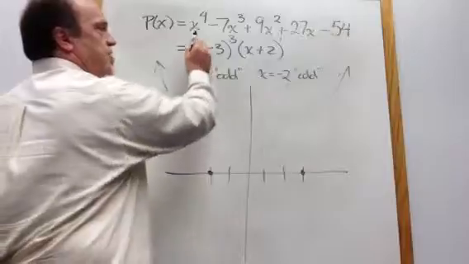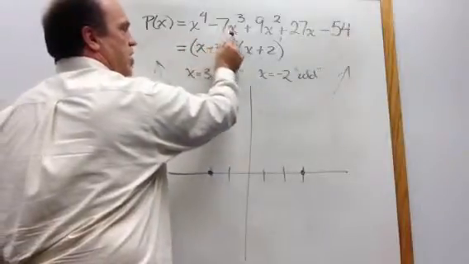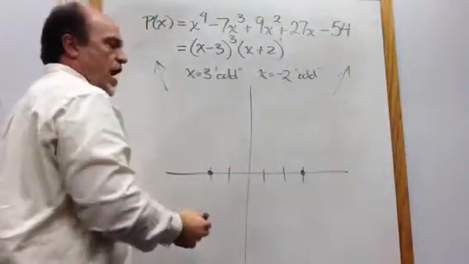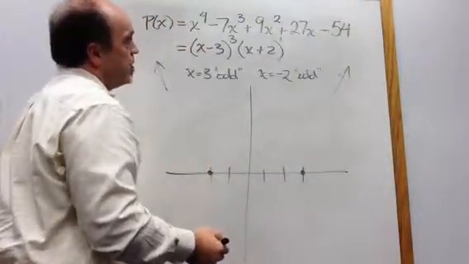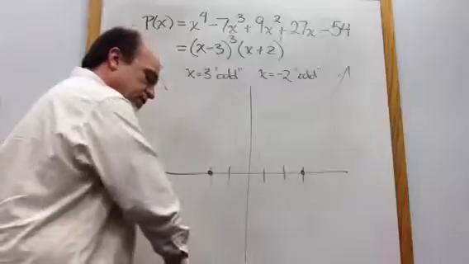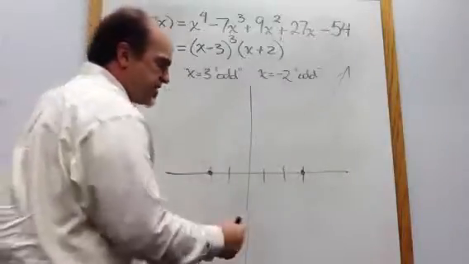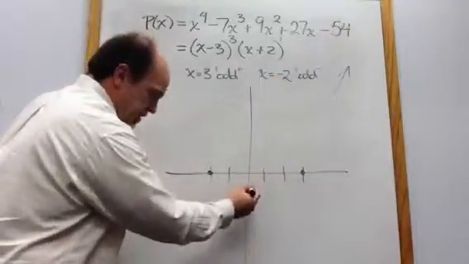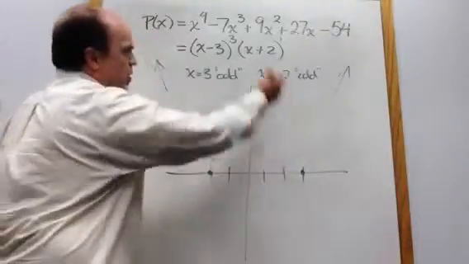And one last piece, if we let x be 0, all of these terms are 0, and we find that our y-intercept is negative 54. Oh, good grief. That's somewhere downstairs. Well, certainly not going to be able to draw that here.